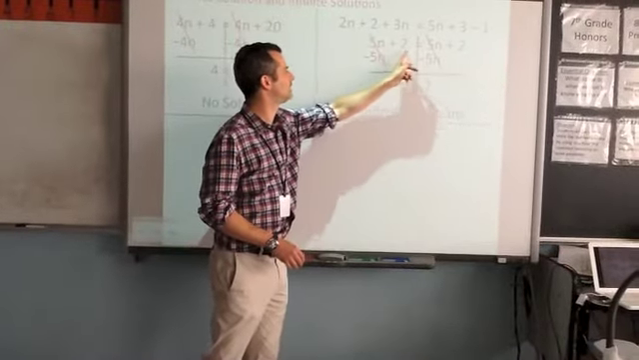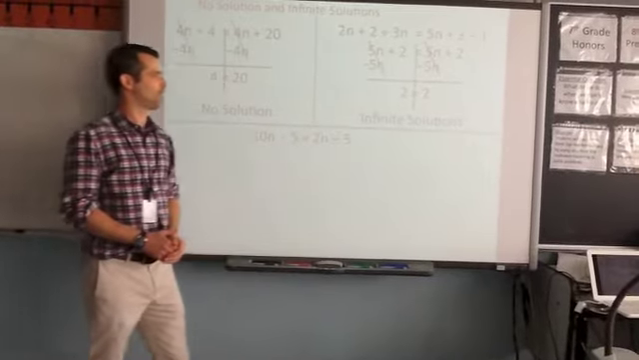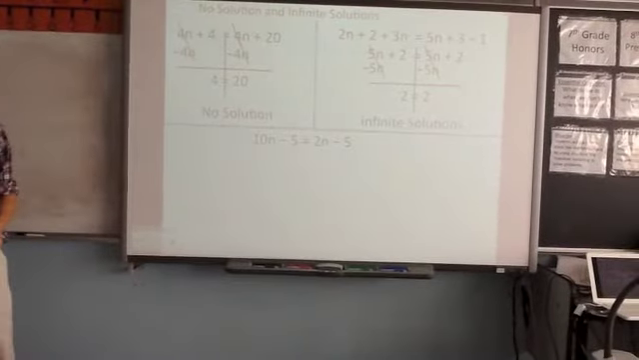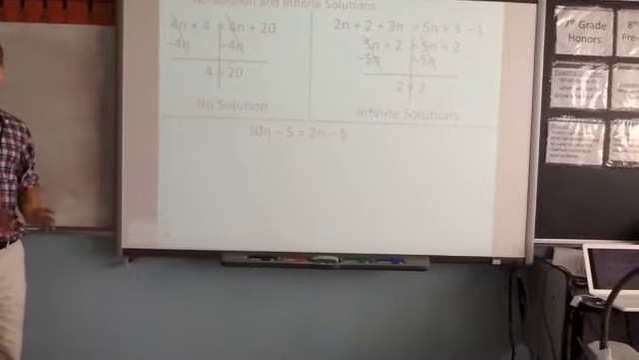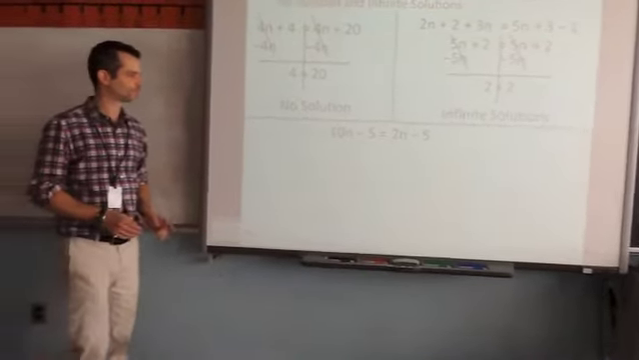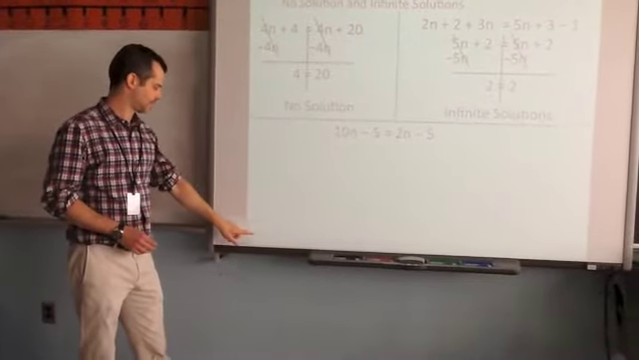I have 5n plus 2 and 5n plus 2. That's always true no matter what we put in for n, so we call it infinite solutions. One more type that we're going to look at, which sometimes is a little bit confusing. Here's a case where I have variables on both sides.